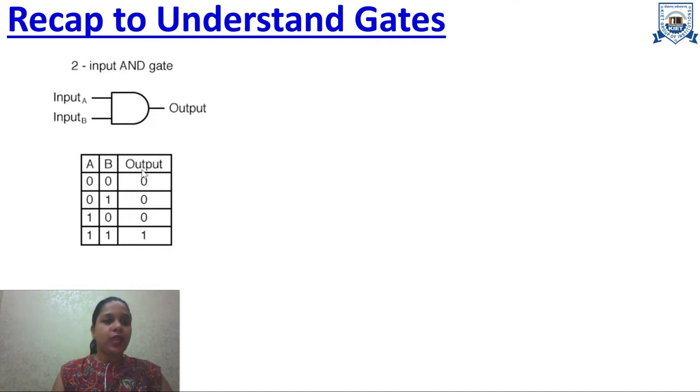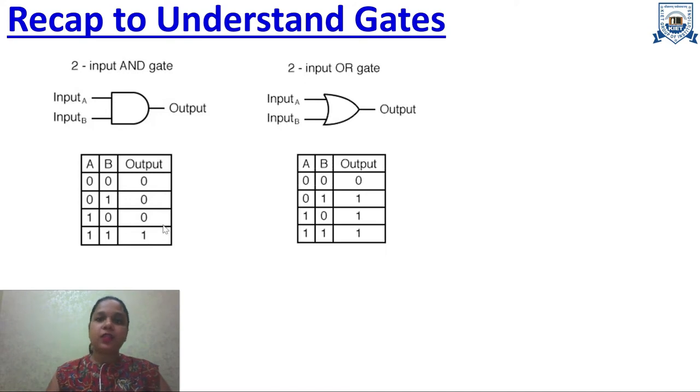The output for the AND gate is, if both inputs are low, that is 0, then the output will be low, that is 0. If the inputs will be 0, 1, output will be 0. If the inputs will be 1, 0, then the output will be 0. When the inputs will be high, that is 1, the output will be 1. Now you can conclude that only if both the inputs are high, then the output will be high, that is 1. Let's see the next gate.